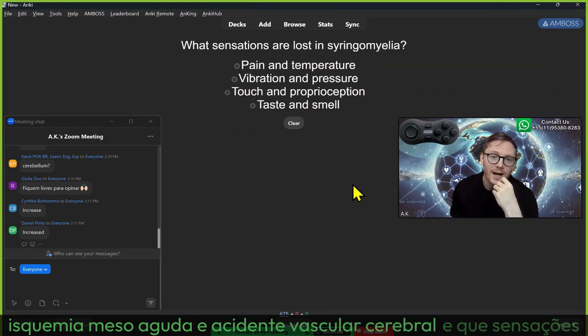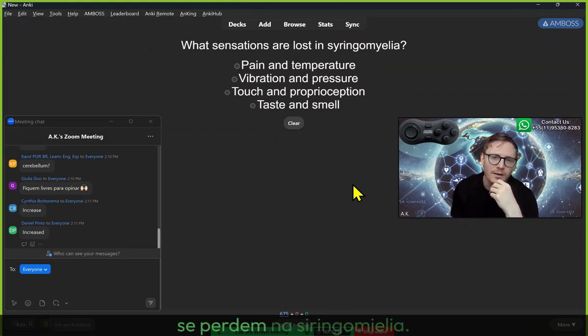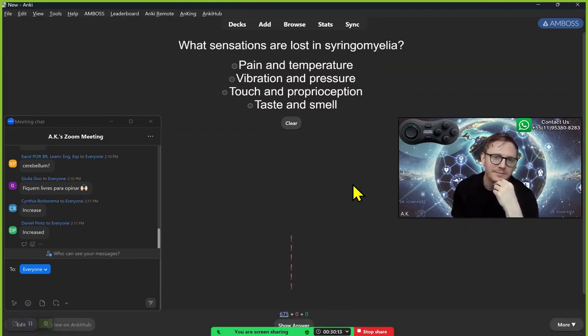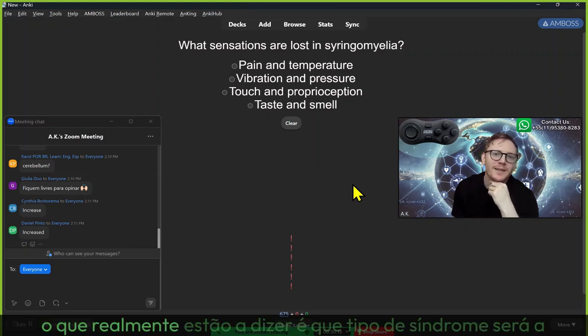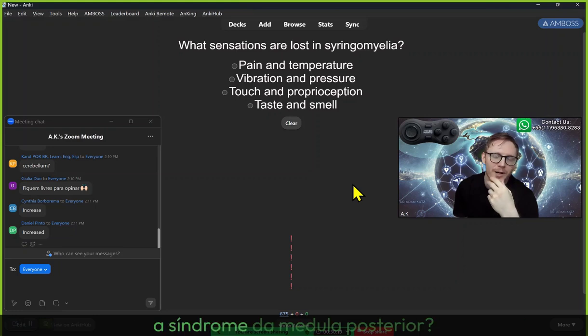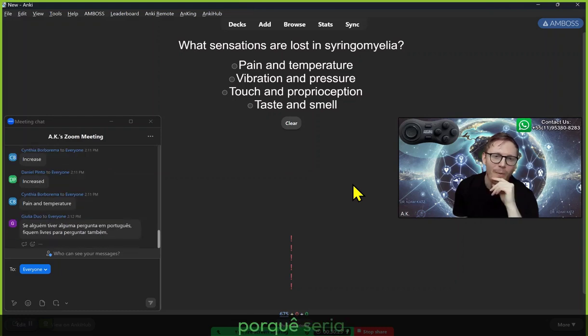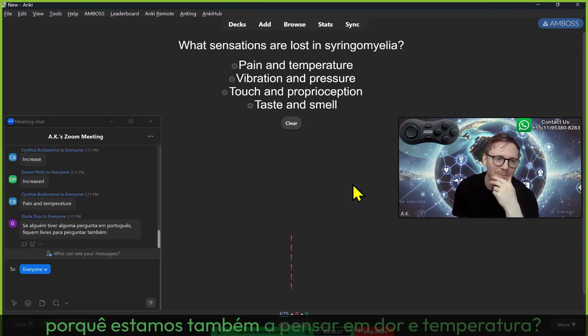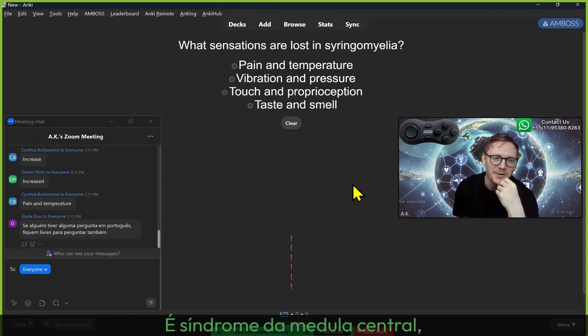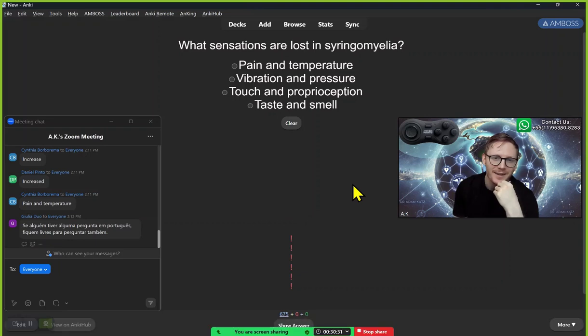And what sensations are lost in syringomyelia? So what they're saying is what kind of syndrome is it going to be? Anterior cord syndrome, posterior cord syndrome, central cord syndrome. Pain and temperature. Yeah. So why are we thinking pain and temperature as well? Is it central cord syndrome, anterior, posterior?